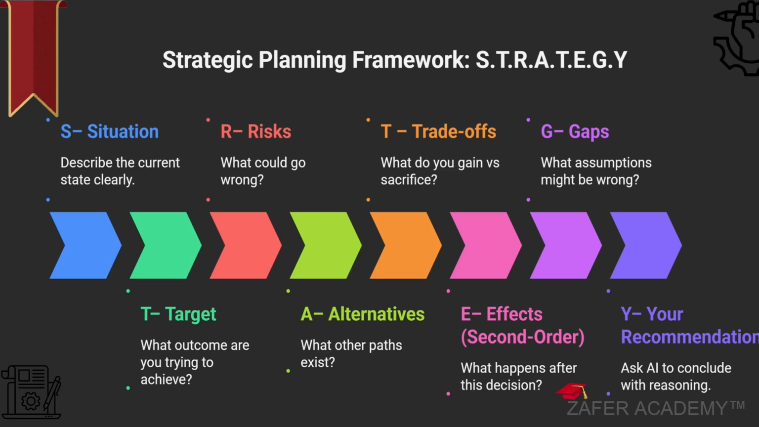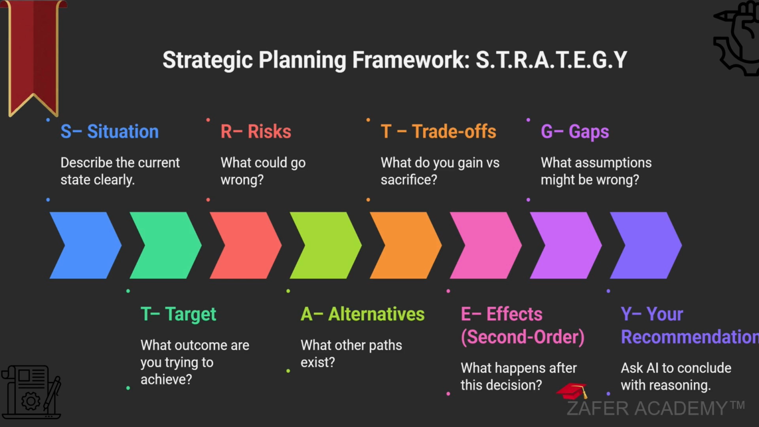Now, situation: describe your current state clearly. You should be able to describe your current state clearly without any problem. T, target: what outcomes are you trying to achieve with this particular thing you're trying to do? R, what are the risks? What could go wrong, right? A, what other paths exist? T, what do you gain versus what do you sacrifice? And then we have E, what happens after this decision? Side effects, second order side effects.